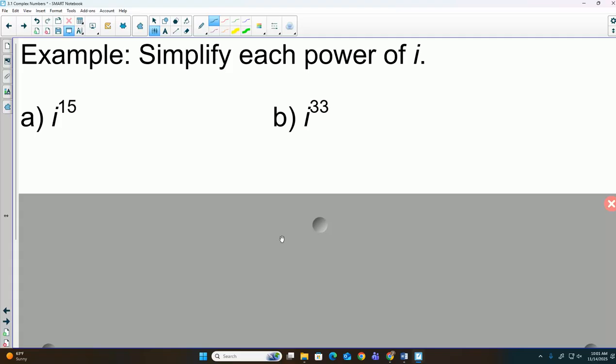Make sure you're paying attention. So we know that every time we get 2 i's, it turns into negative 1. So my question is, if I have 15, how many groups of 2 can you make? 7. 7 times 2 is 14, so there is 1 left. Okay, so I rewrote this in terms of i squareds. That's 14 plus 1 is 15, so that's all of them. We know i squared is negative 1. If you take a negative to an odd power, what do you get? Negative. So negative 1 times i.